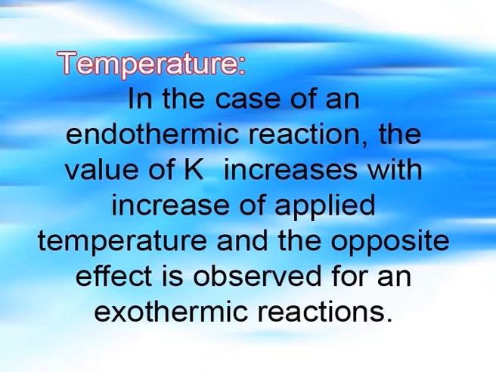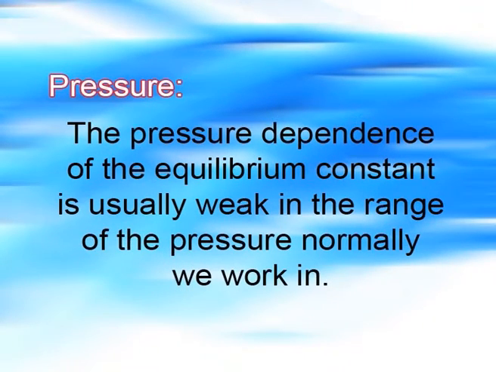There are factors that affect the equilibrium constant K. Temperature: in the case of an endothermic reaction, the value of K increases with increase of applied temperature, and the opposite effect is observed for an exothermic reaction. The pressure dependence of the equilibrium constant is usually weak in the range of pressure we normally work in. However, if the reaction results in a change in the number of moles, then pressure can have a significant effect.